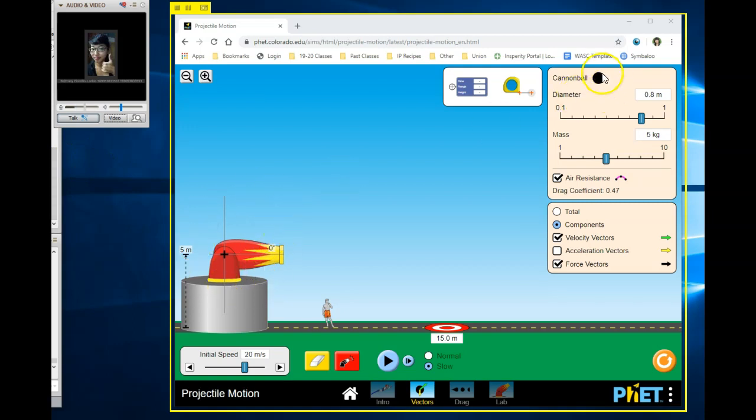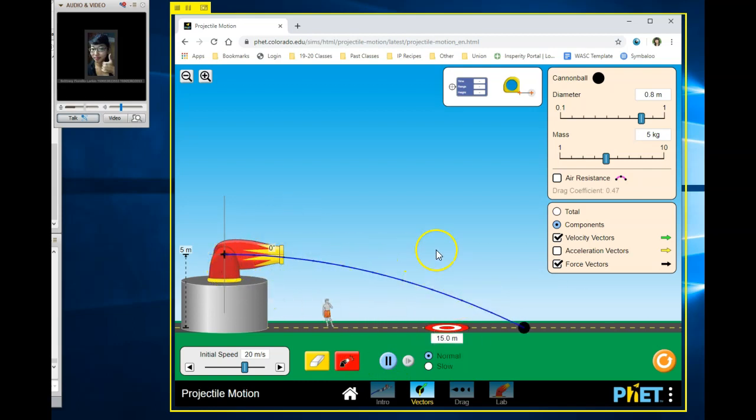Okay, so take a look here. We have a cannon with a cannonball. The cannon is raised, and we can see that it has diameter, it has mass. I'm going to turn off air resistance. We're going to ignore air resistance right now. It's moving at 20 meters per second initially as it gets shot out of the cannon, and I'm going to show it to you both normal and then slow. Let me go ahead and show it to you normal. All right, so you can see that right there.